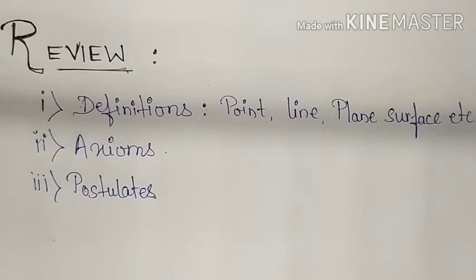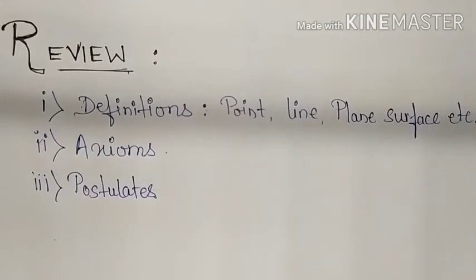In the last class, we went through the brief history of mathematics and we studied about Thales, Pythagoras and also Euclid. Since this chapter is based on geometry that is laid down by Euclid, we looked at Euclid's definitions of various geometrical elements like point, plane, surface, etc. And then we looked at the axioms.